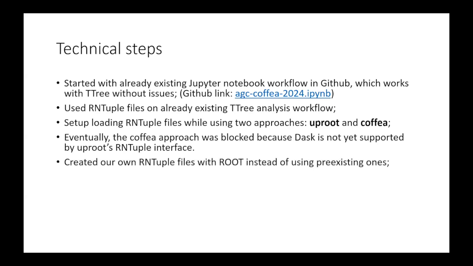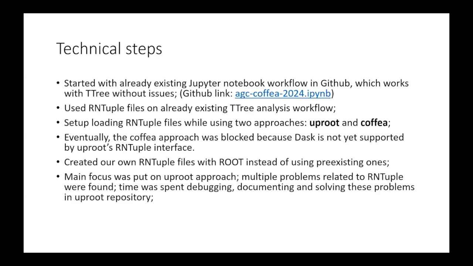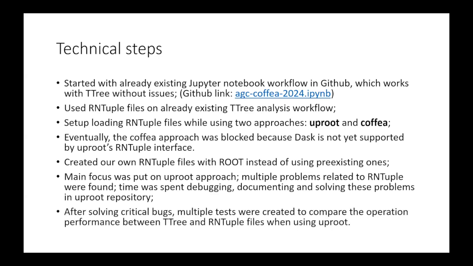Then we created our own RNTuple files with ROOT instead of using pre-existing ones, which were given. And the main focus from then was put on the Uproot approach. Multiple problems related to RNTuple were found. Time was spent debugging, documenting, and solving these problems in the Uproot repository. Finally, after solving critical bugs and ensuring data integrity, multiple tests were created to compare the operation performance between TTree and RNTuple files while using Uproot.